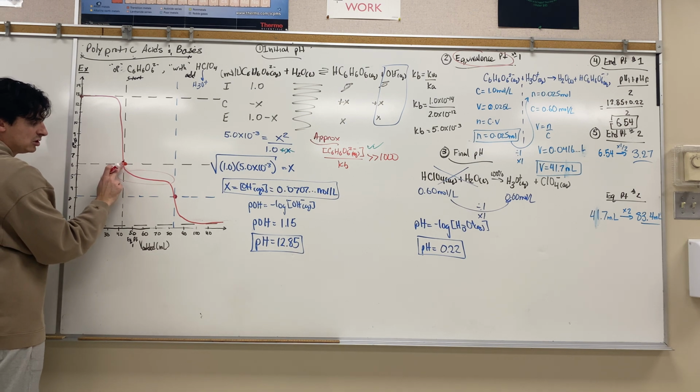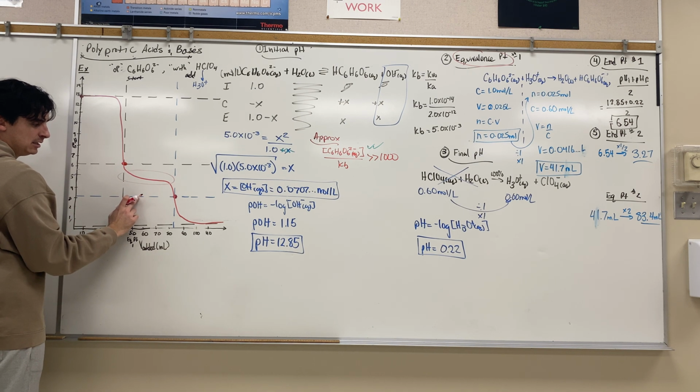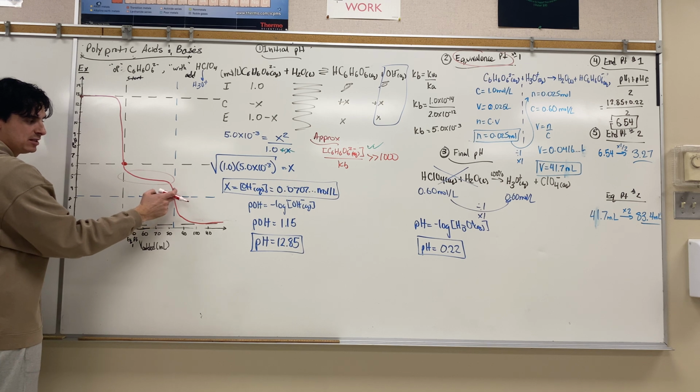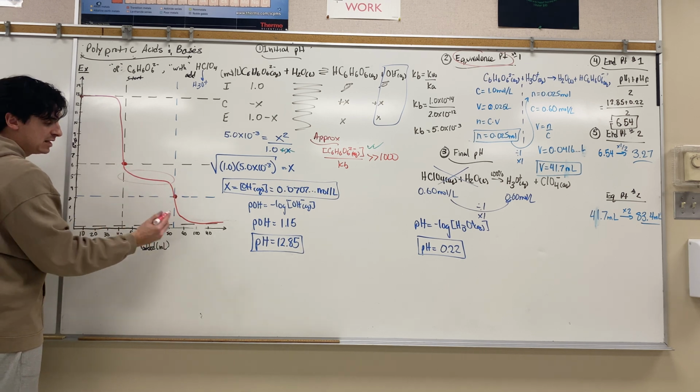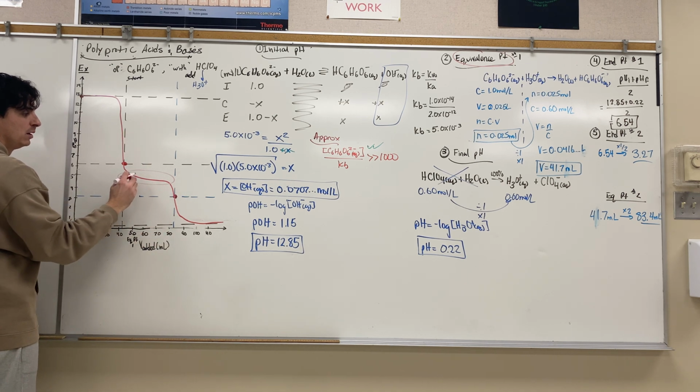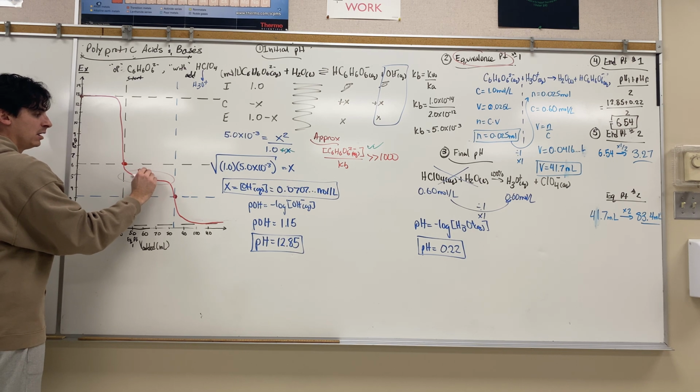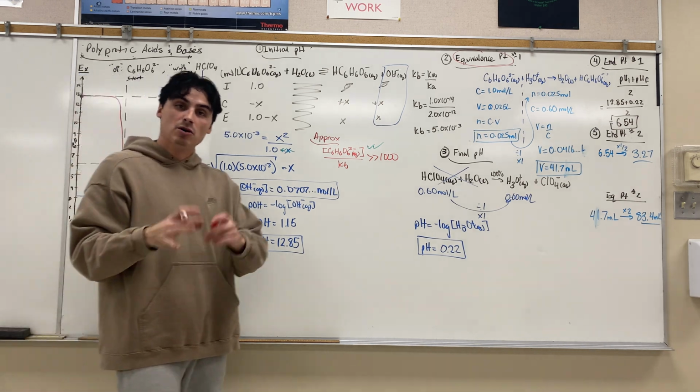Be very careful not to draw this line at your endpoint pH, because otherwise this wouldn't look like an endpoint. To be an endpoint, it has to have that sharp drop. But this is called a buffer, and that's what we're going to be talking about in the next lesson.